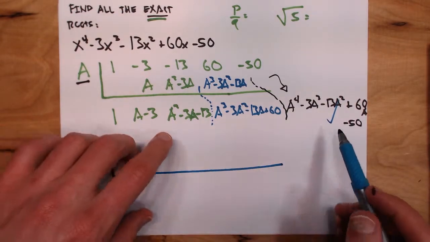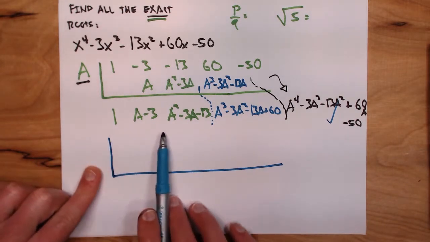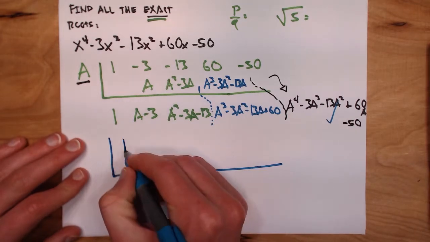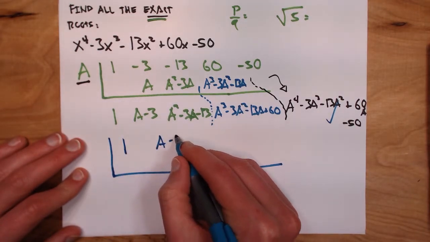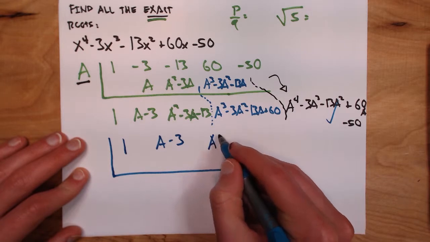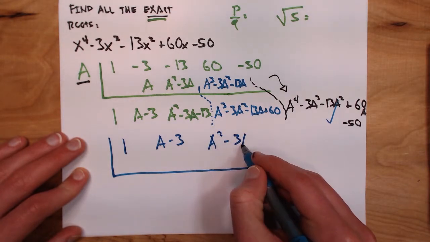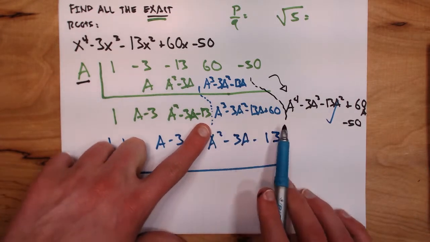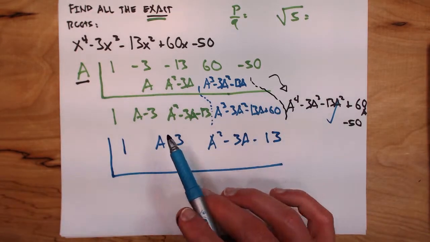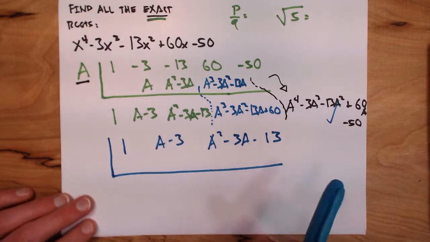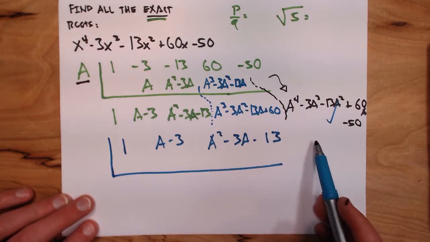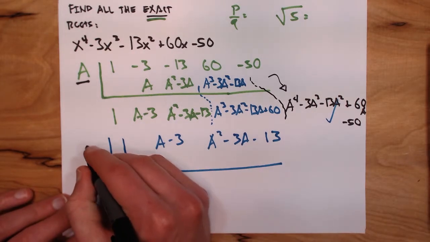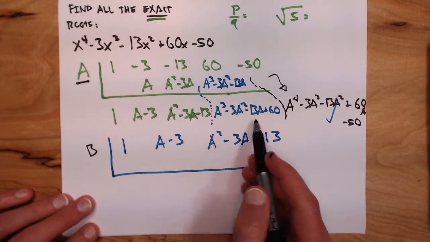All right, and now we need to find the coefficients of our depressed polynomial, which is this mess. All right, so 1, a minus 3 is our next coefficient. Our next coefficient is a squared minus 3a minus 13. Okay, and technically we should write this one, but we can actually skip a step and save some time, because the result of this calculation is the remainder, and if b is a root, our remainder should be 0. So we're actually going to try to save some time here and leave this out for now.